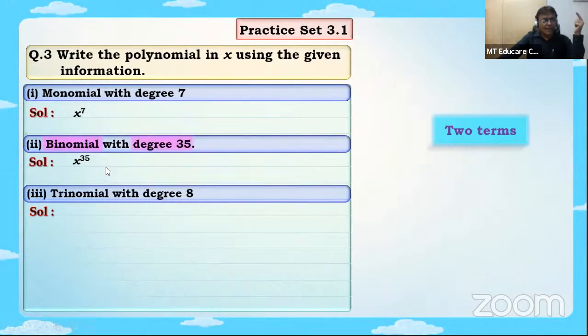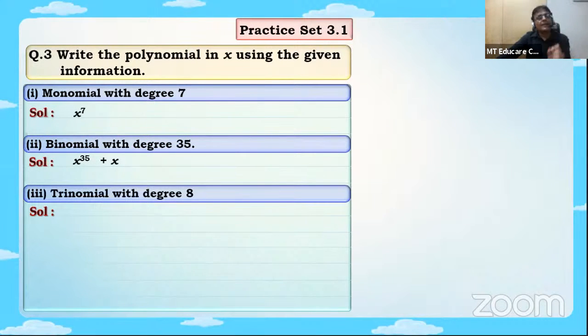You can write anything whatever you want. So I will write x raised to 35 plus or minus anything plus x. I can write x raised to 35 minus 4x raised to 34, or 5x raised to 33, anything. But the first term should have the power 35. Sir, can we write 7x raised to 35? Yes, you can. Sir, can we write minus 1x raised to 35? Yes, you can. Followed? So this is the second one.